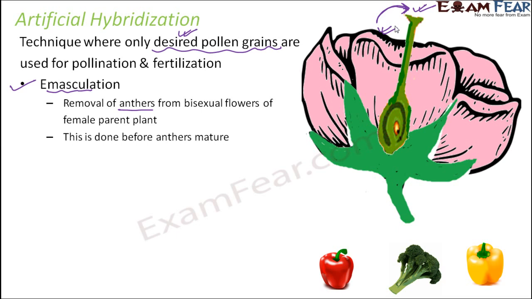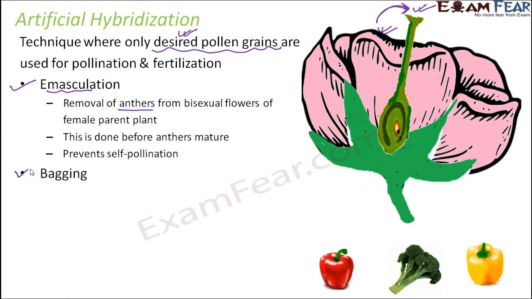This emasculation process is done before the anthers mature. So even before they attain maturity, this is done. So this will prevent self-pollination. That is one way of getting more hybrids, because we do not want the same species to be repeated over and again. So we stopped self-pollination. Now what do we do with the anthers which we have removed? Now what we do is bagging.